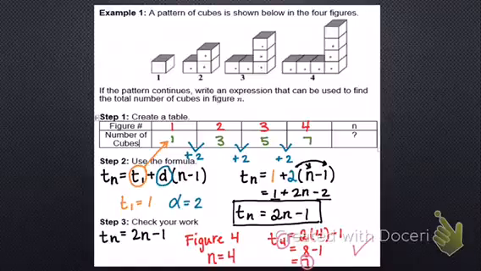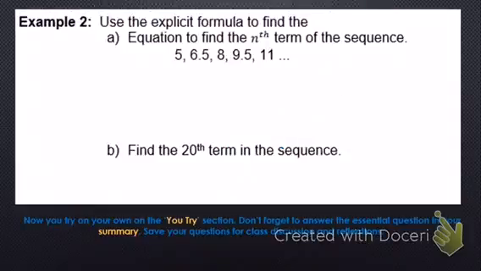Now let's try this again in example 2. So in example 2, we see the question of using the explicit formula to find the equation that's going to give us the nth term of our sequence. So that's going to be our goal here in the first part of example 2. So let's go ahead and write down our explicit formula in order to help us.